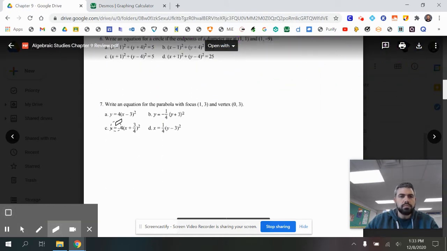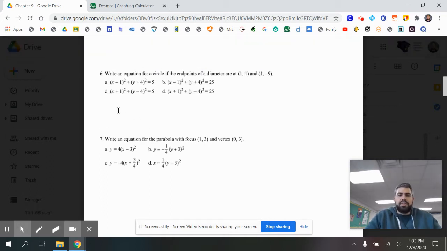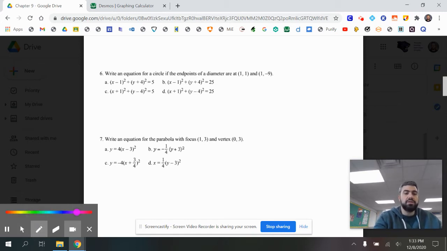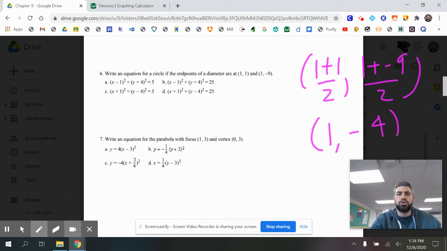All right. Now, number 6. It says write an equation of a circle if the endpoints of the diameter are 1, 1 and 1, negative 9. So the first thing we have to do is find the center. Now the center is the midpoint between the two endpoints, right? So I'm going to take 1 plus 1 divided by 2, and I'm going to take 1 plus negative 9 divided by 2. When I do that, I end up getting 2 divided by 2 is 1, and negative 8 divided by 2 is negative 4. So that means for sure that I'm going to have a center at 1, negative 4.